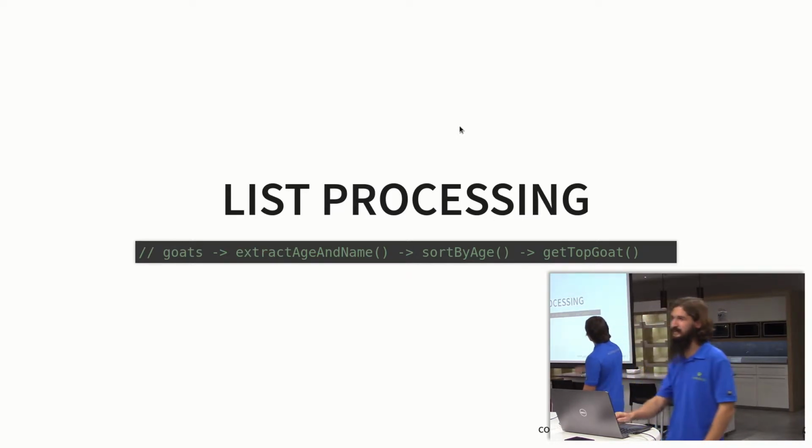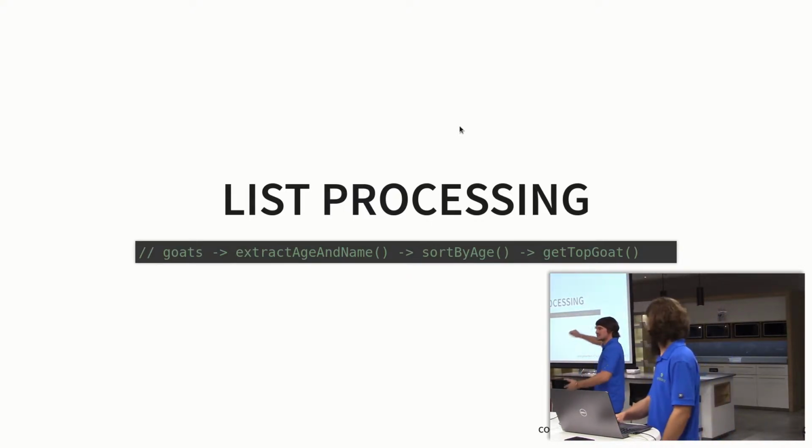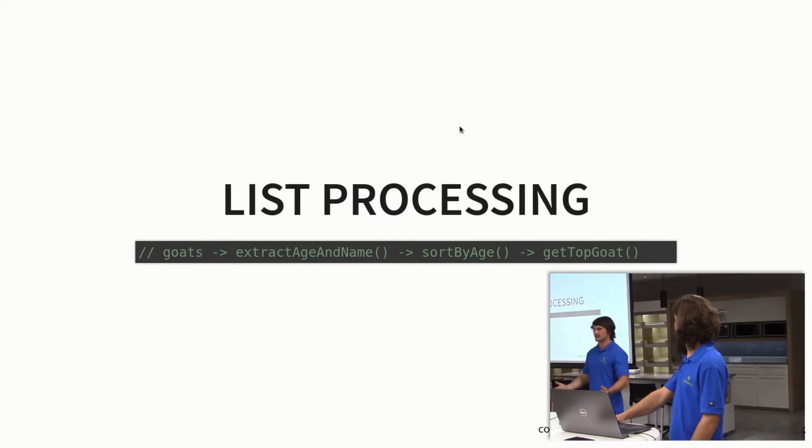And what we're trying to do is we've got some data being passed in, and we want to pass it through all of our functions until it pops out on the other side, or a state on the other side pops out that we want. Okay? So in this example, we've got goats that come in. We want to extract age and name from them. We want to sort them by age, and then we want to get the top one.